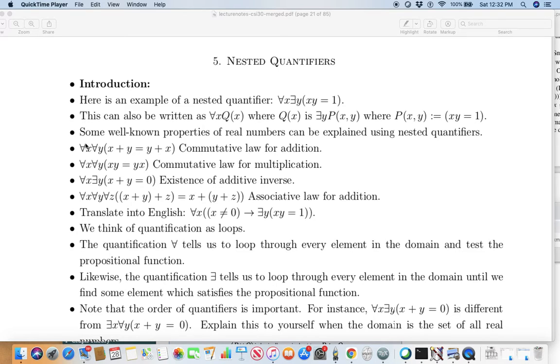Welcome back. Fifth lesson, nested quantifiers. Introduction. Here is an example of a nested quantifier.